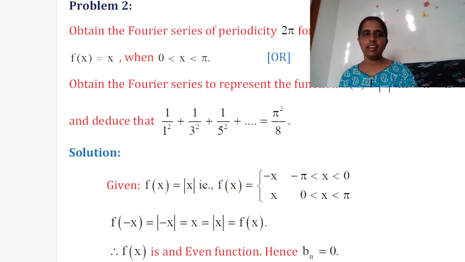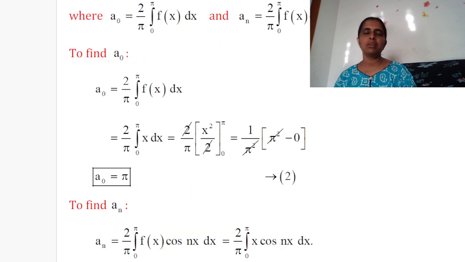First calculate a naught. The formula is 2 divided by pi integral over 0 to pi f of x dx. That is a naught equal to 2 divided by pi integral over 0 to pi, given f of x is x in the interval 0 to pi, dx. That is equal to 2 by pi integration of x is x square by 2 over the limit 0 to pi. That is equal to 1 by pi into pi square minus 0. That is a naught equal to pi.